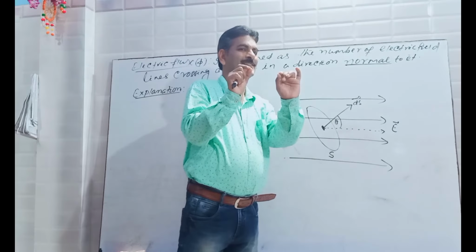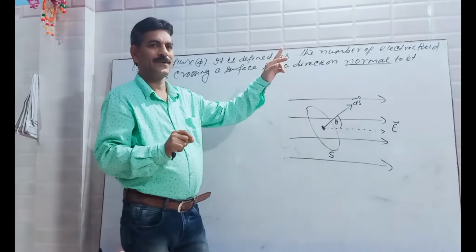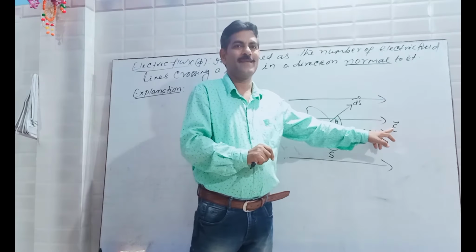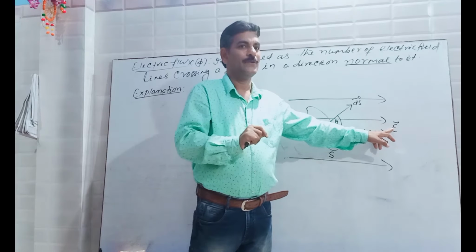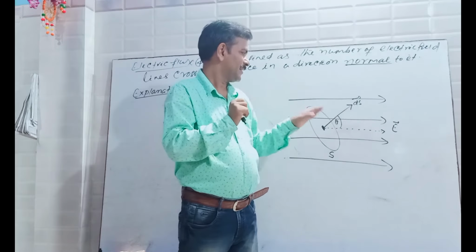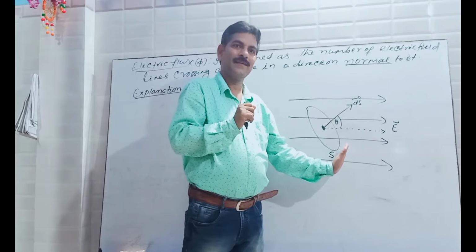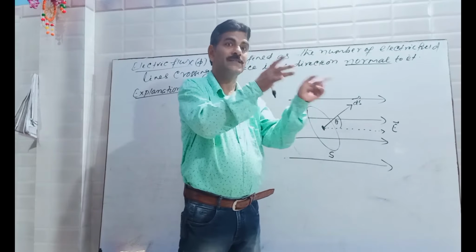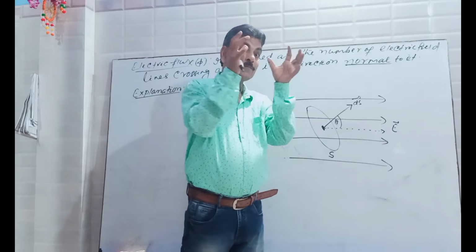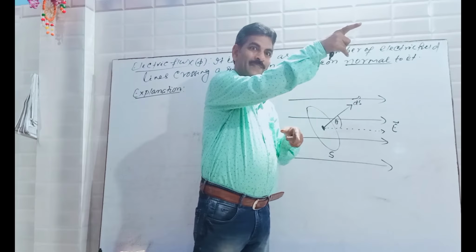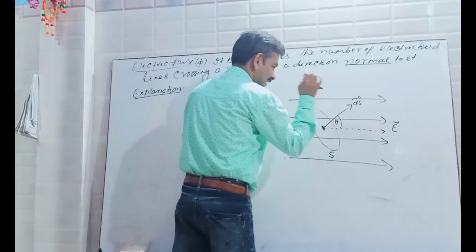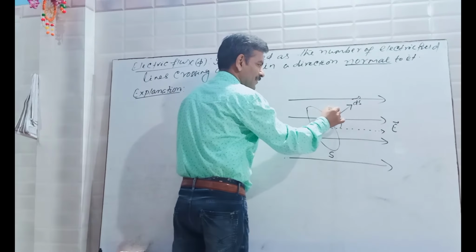Some field lines are perpendicular to the surface, some are parallel to it, because electric field is a vector quantity. We can resolve it into two rectangular components, E cos theta and E sin theta. Since electric field lines represent electric field, the number of field lines gives the strength of the field. So some number of field lines must be for Ex, and some for Ey.